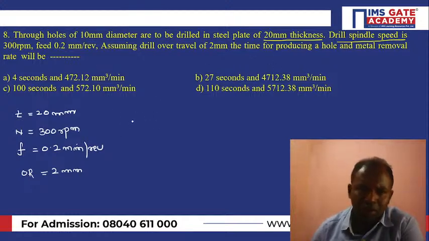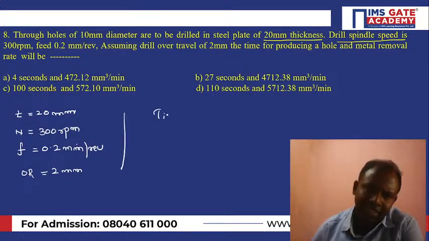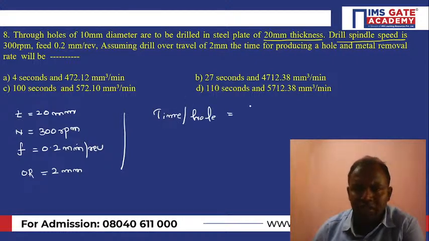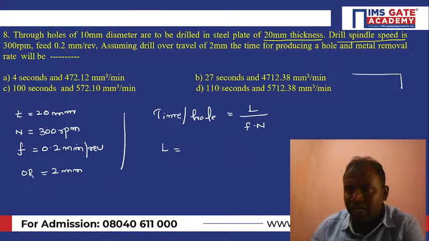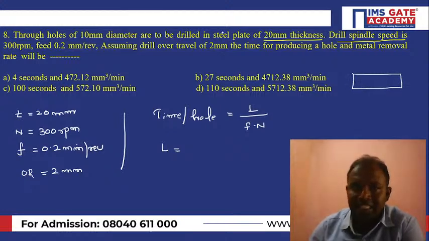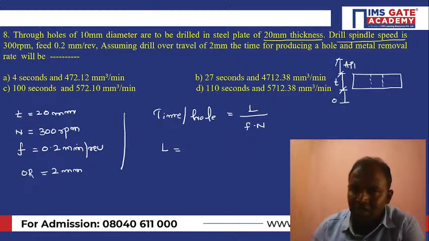Now we need the metal removal rate. First we'll calculate the time for producing one hole, which is equal to L by F dot N. Now L is the length of the tool travel. It is a through hole dimension, its diameter. Now it is a thickness. Here compulsory approach AP1 and over travel of the tool are there.